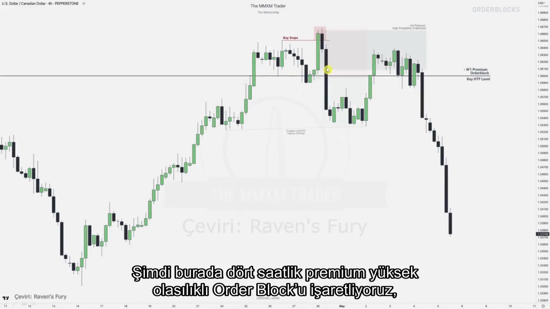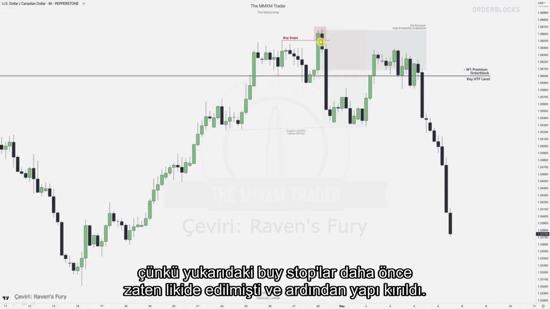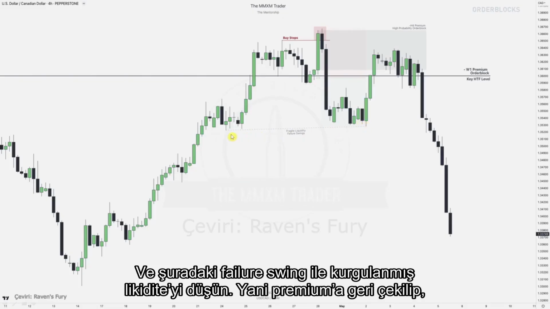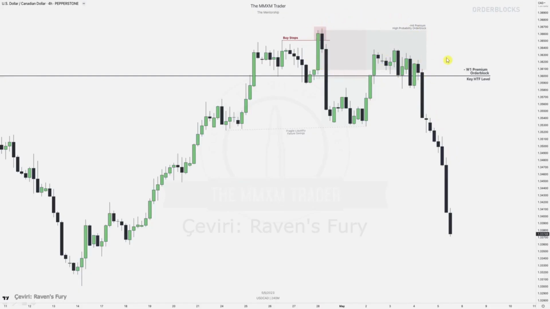Now spotting out this 4-hour premium high probability order block, as outlined earlier, this is where price action finds a roadblock. So price cannot continue up higher into these buy stops up here because we previously already raided it, then broke structure after, and think about the failure swing, engineered liquidity down here. So retrace back into premium and then continue down lower. This is a classic high probability order block.